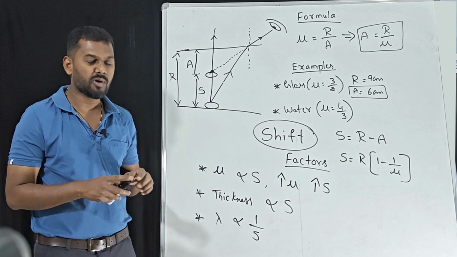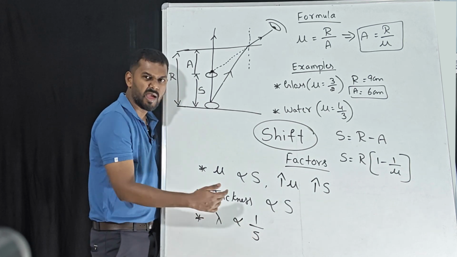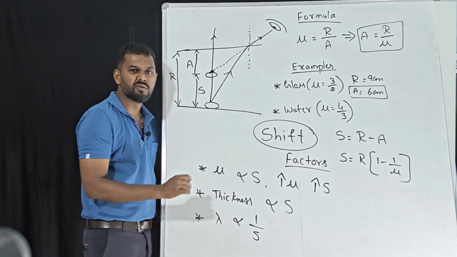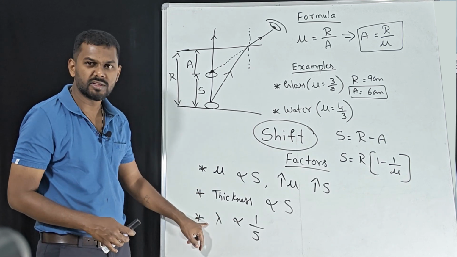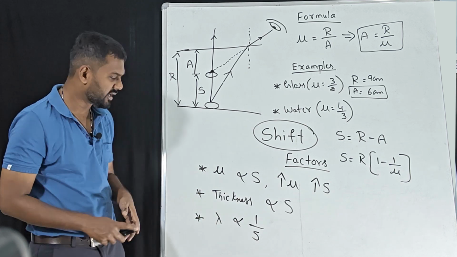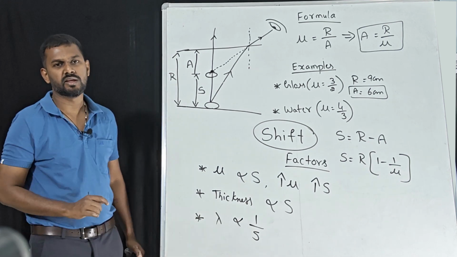It is violet. Why? Because we are talking about maximum shift. To make the shift maximum, the wavelength has to be minimum, because these two are inversely proportional. So how is wavelength affecting shift? These two are inversely proportional, or else you can write it as if wavelength increases, shift decreases.